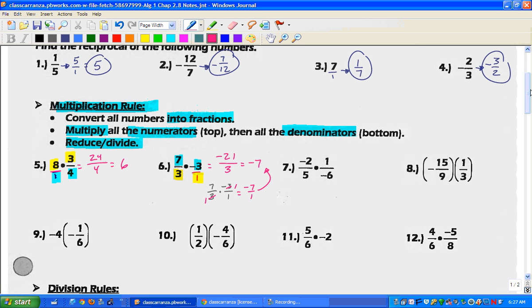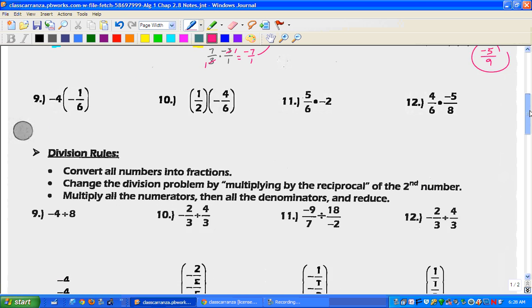All right, let's go to number 8. Okay, multiplying straight across, you get negative 15. 9 times 3 gives you 27. Now we can reduce this by dividing both numbers by 3. And you get your final answer of negative 5 over 9. Okay, I forgot to circle my answers.